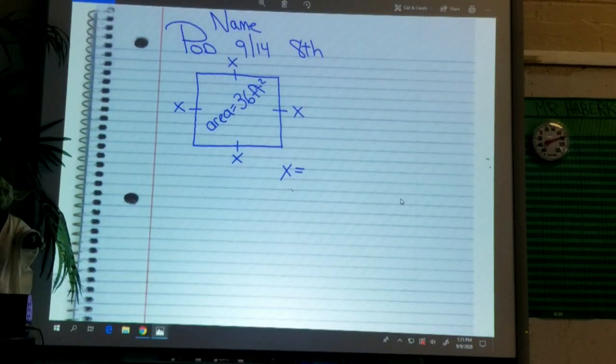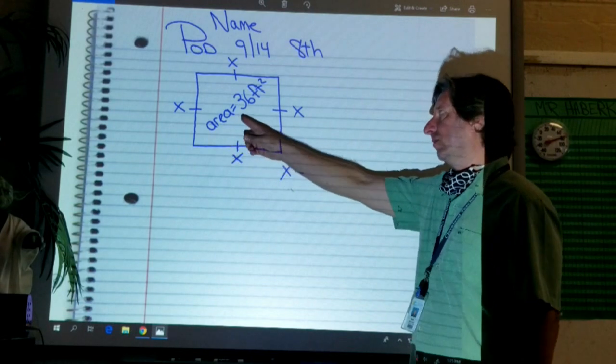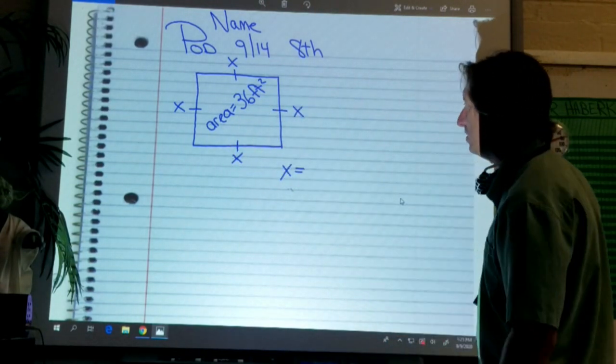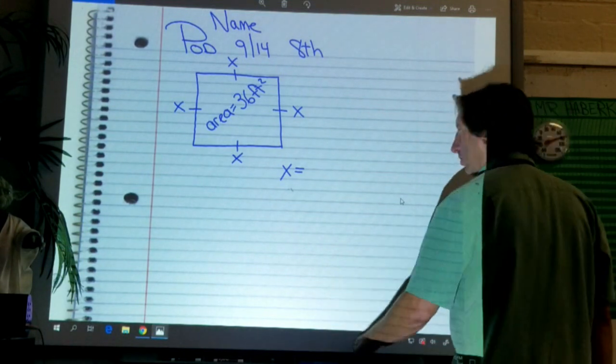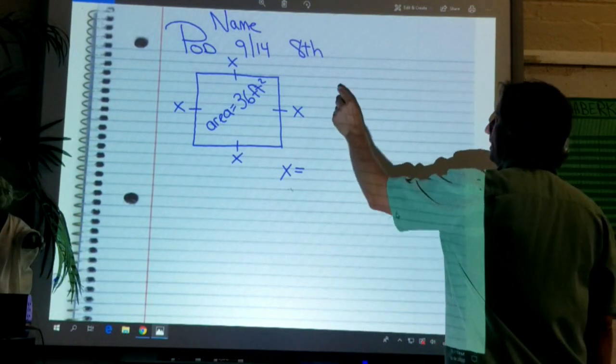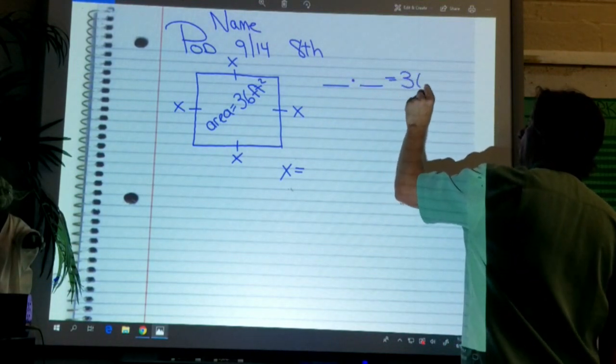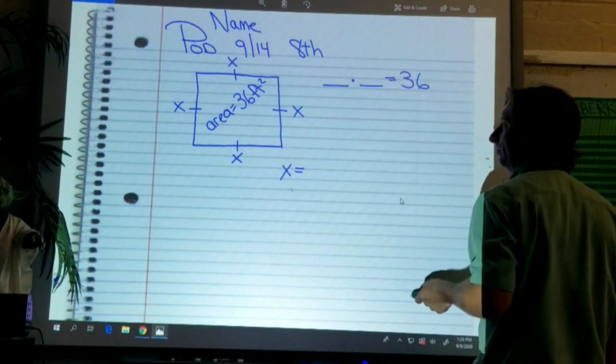All right, I'm guessing some of you put 9. 9 is not the answer. If the perimeter was 36, then yes, you would divide by 4 to get 9. But that's not what this is. It says the area is 36. So that means we need to find something times something equals 36. And both of those numbers have to be the same.